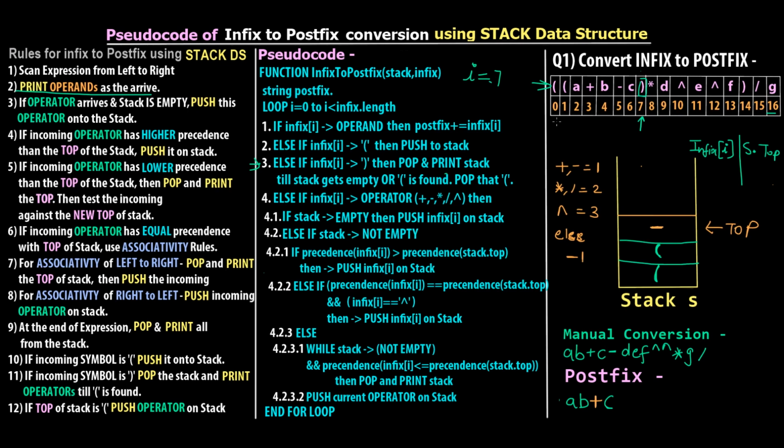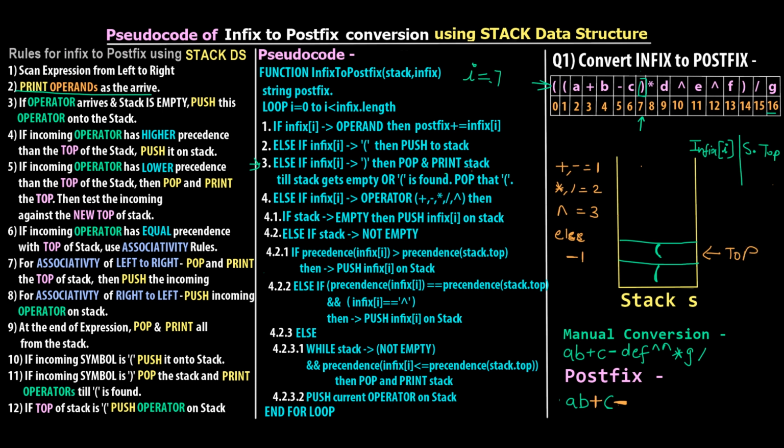So we've got a closing bracket. We will execute point number 3. Point number 3 says pop and print the stack. What do we have at the top of the stack? Minus. So minus will be popped first. I'm gonna write minus over here. It is popped out. So now the new top of the stack is this opening bracket, right?